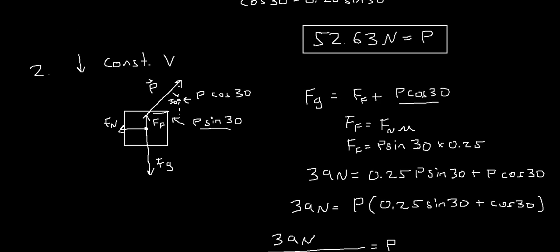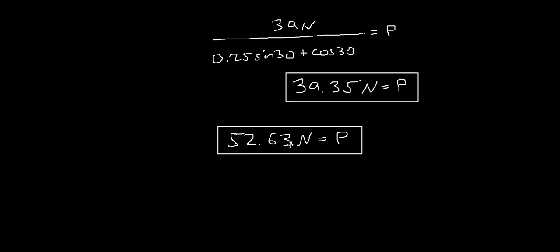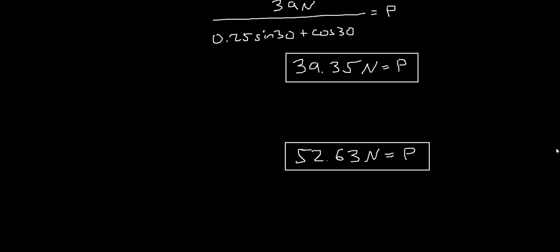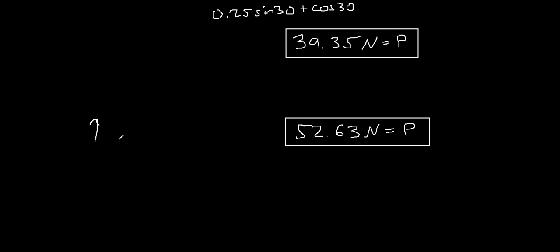Can we get that all on one screen? No, we can't. Okay, let's just copy this. Which is the one we did first? We did up at a constant velocity. So this is the answer if you go up at a constant velocity, and this is if you go down at constant velocity.